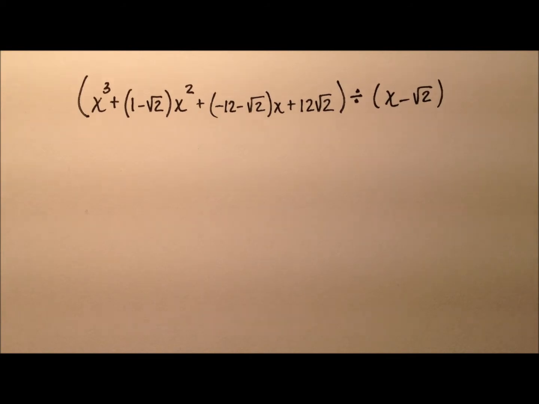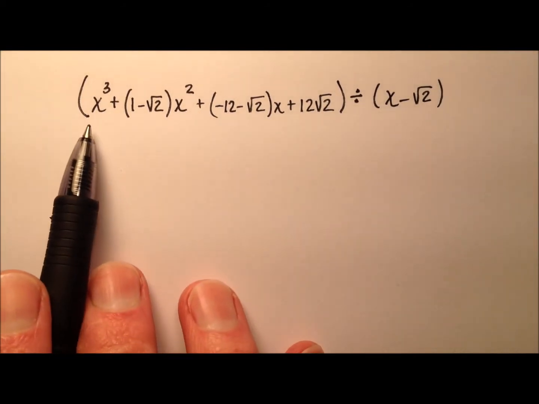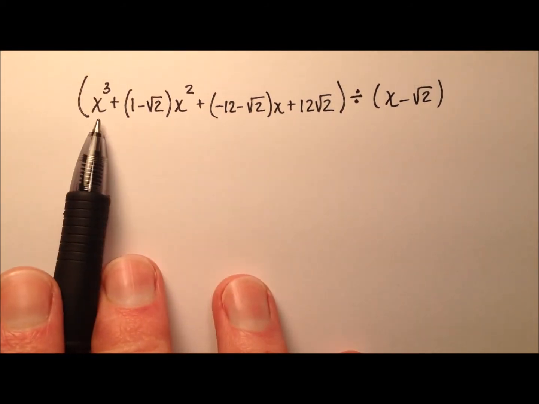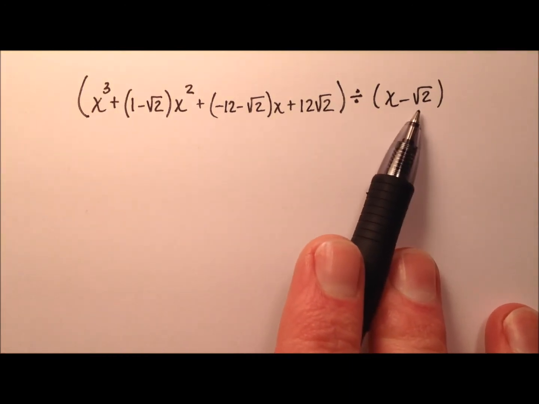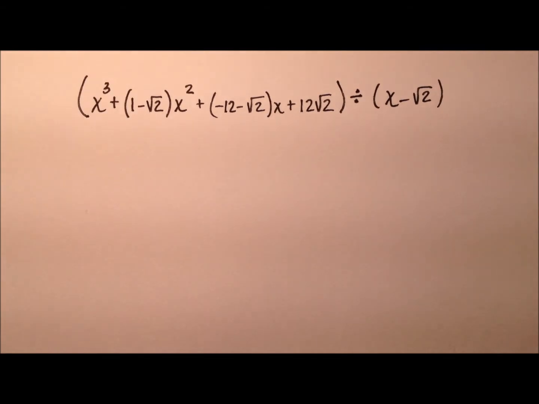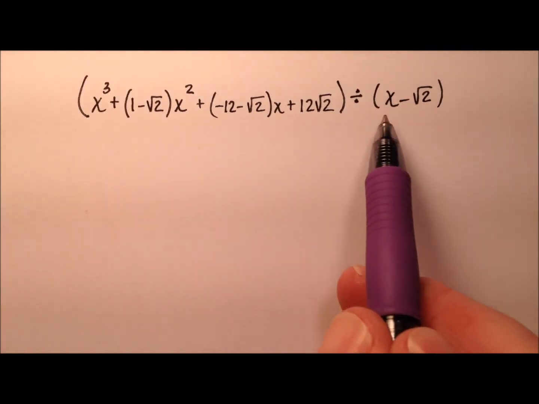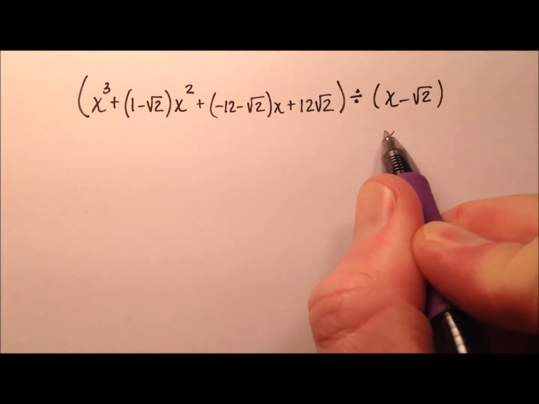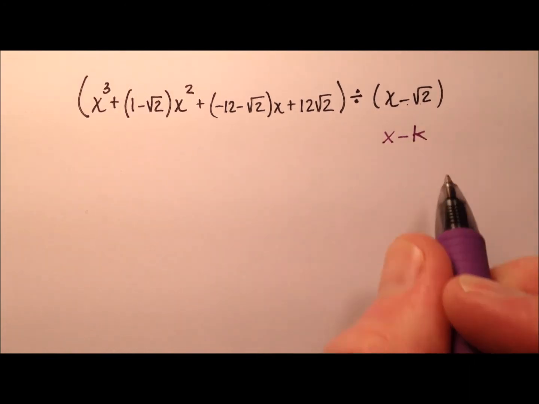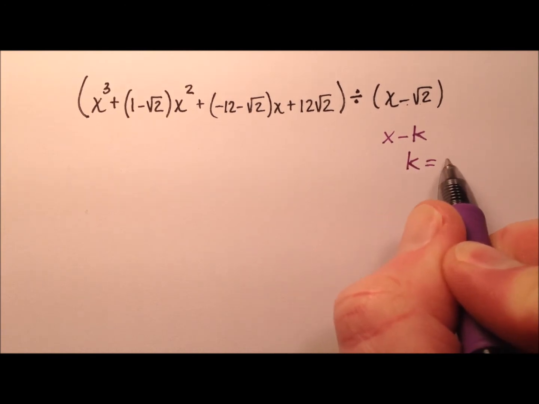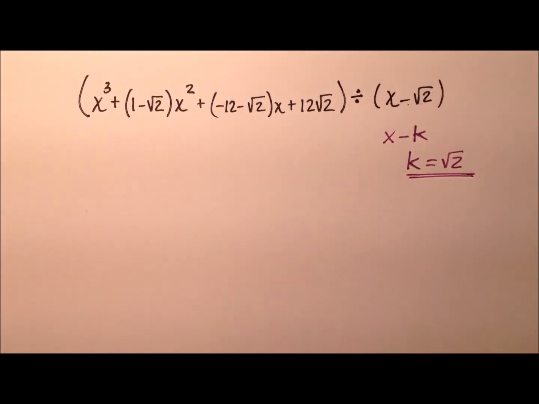In this example, I'm going to use synthetic division to divide this polynomial that contains both rational and irrational coefficients by this linear binomial, x minus the square root of 2. Remember, to use synthetic division, we need this divisor to be in the form x minus k, and it is x minus the square root of 2. So we know that the value of k is the square root of 2.